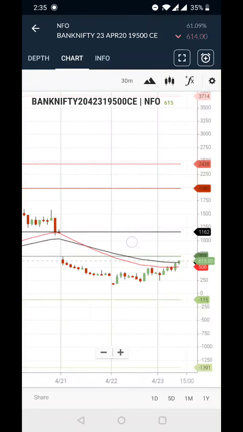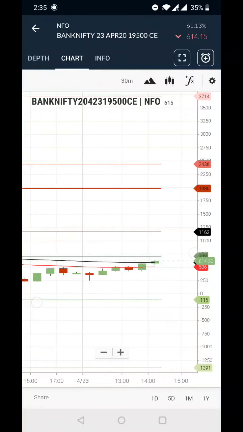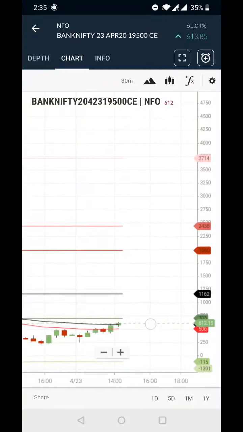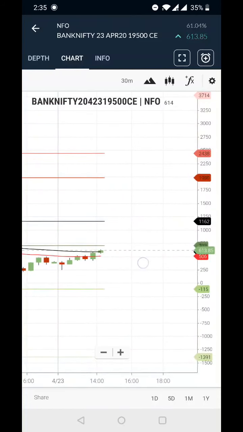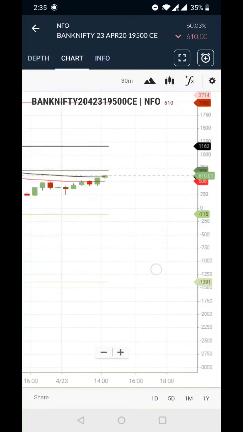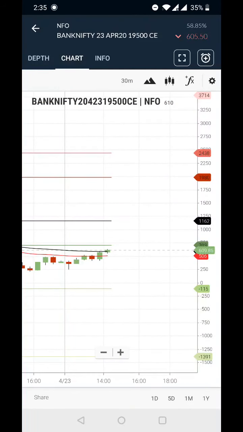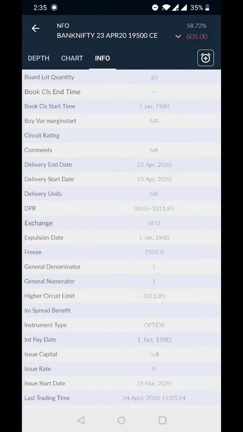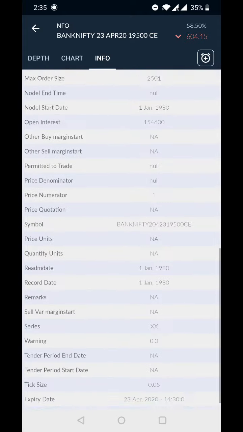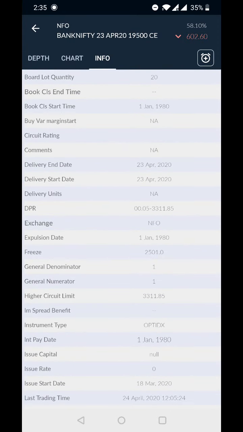And then if you look at the chart, you can zoom in and see what the current status is, what the indicators are showing, where the moving average is, and whether it's green, red, and all these things. Then you can check all the info and what expiry it is and all these things.